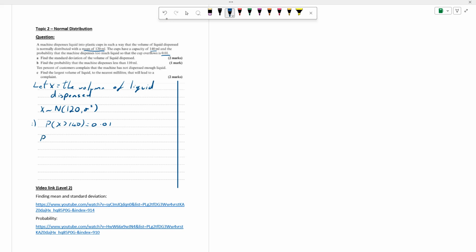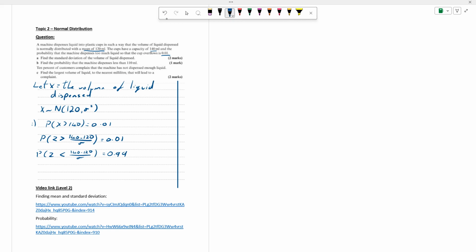So the first thing I'm going to do is change this to a Z. To do that, we use X, which is 140, minus mu, which is 120, all over sigma. Now I've set it up with a Z table. I have to use inverse normal here, but before I do, I need to make sure it's less than, so I need to flip this around. If I flip the inequality sign, I leave this side alone. On this side, I do 1 minus 0.01, which is going to be 0.99.